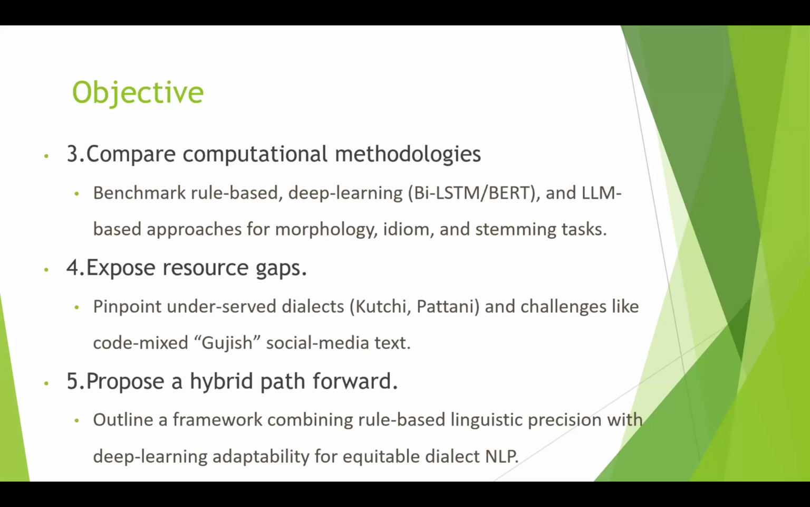Continuing with objectives 3 through 5, that is, compare computational methodologies, which is benchmarking rule-based systems, deep learning approaches like bidirectional LSTM and BERT, and newer LLM-based approaches across morphology, idioms, and STEM tasks. Then expose resource gaps, pinpointing underserved dialects like Kutchi and Patni, and challenges such as code-mixed text, which is Gujarati and English, we can say Gujlish, with social media text.